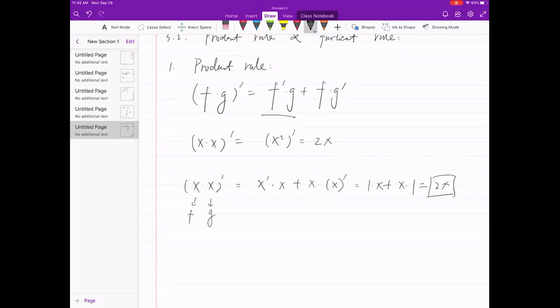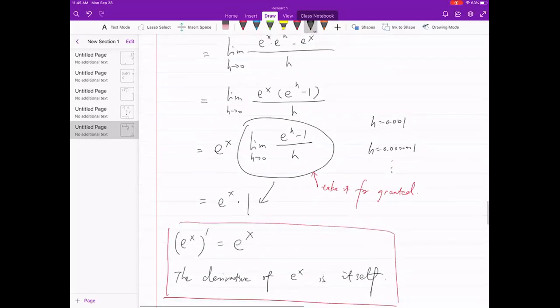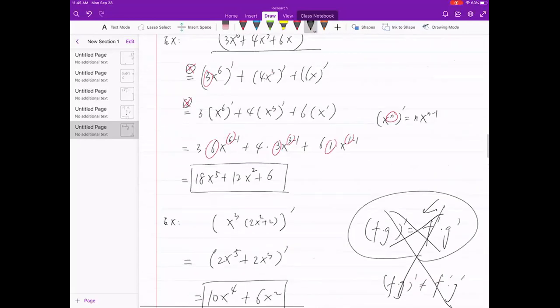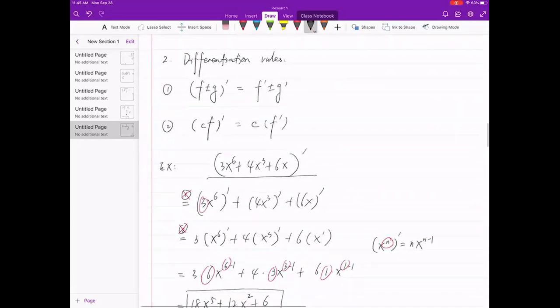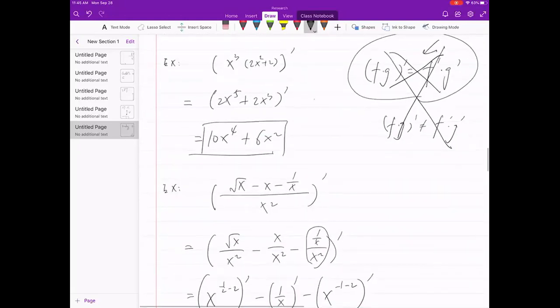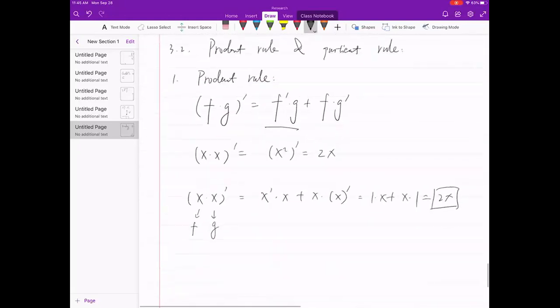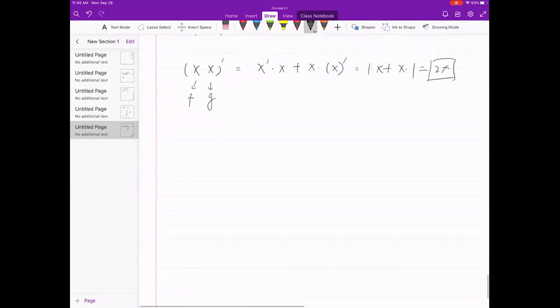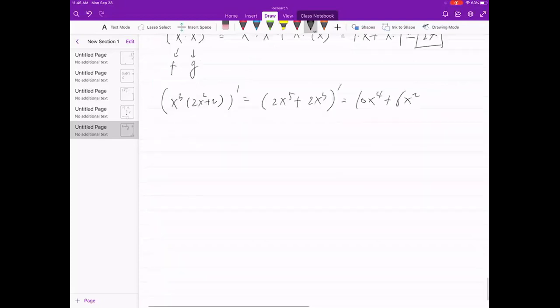What about the other case, the complicated one? Let's take a look. That was x cubed times 2x squared plus 2. Before, what we did is we FOIL everything out, which gives you 10x to the 4 plus 6x squared. We use the naive rule, it's wrong. But now let's try our new rule.